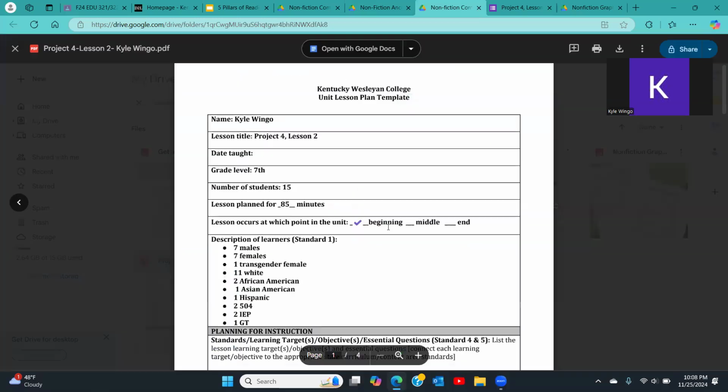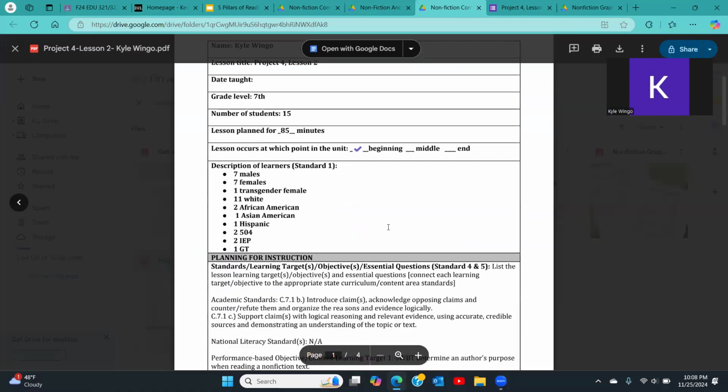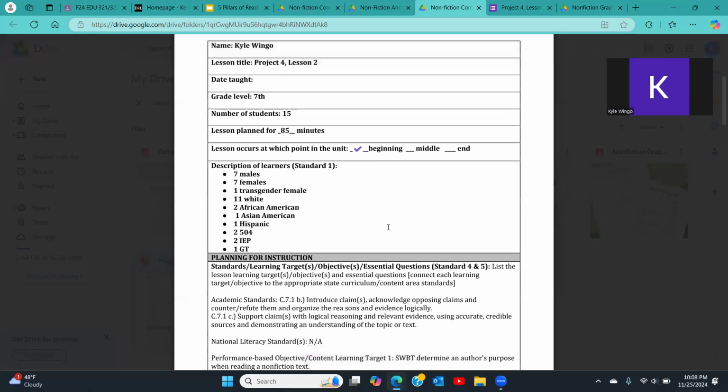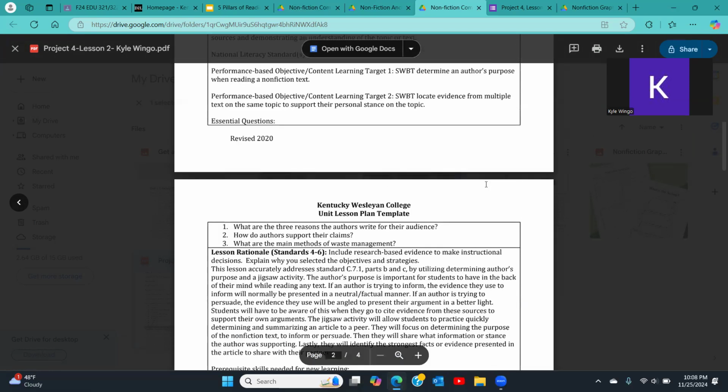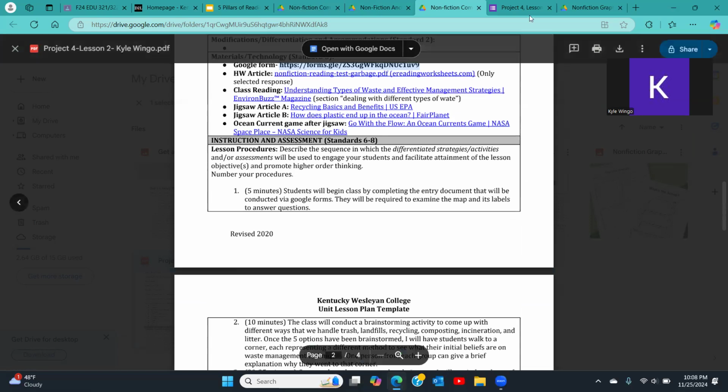So my lesson plan is right here. In this lesson plan, I planned it for seventh grade, and it is associated with a standard where you have to read multiple different things about the same topic. And this one is about pollution and ocean garbage. So I went ahead with the KW one.